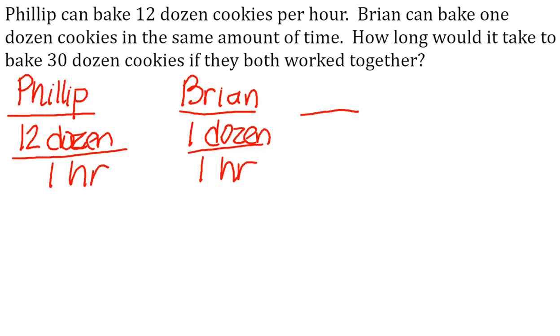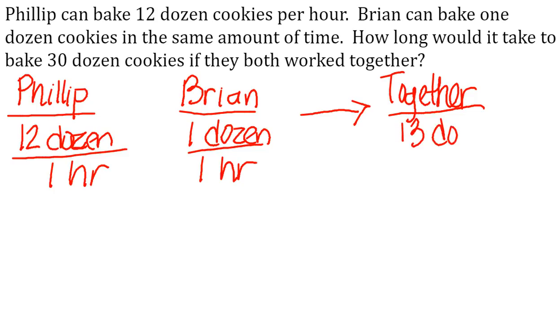That means that together the two of them are able to bake 13 dozen cookies in 1 hour. Because Philip's 12 dozen along with Brian's 1 dozen make 13 dozen, and they've both spent an hour working on it.